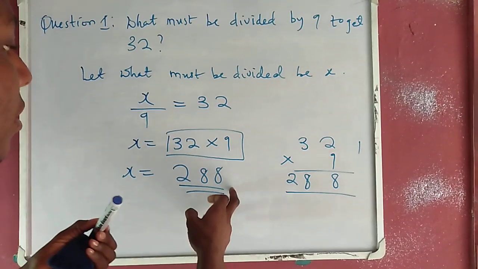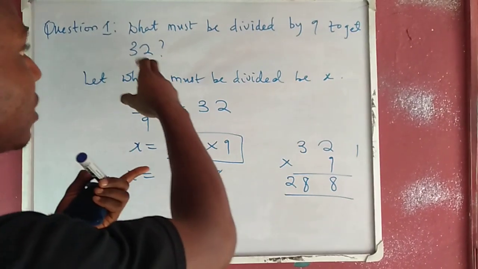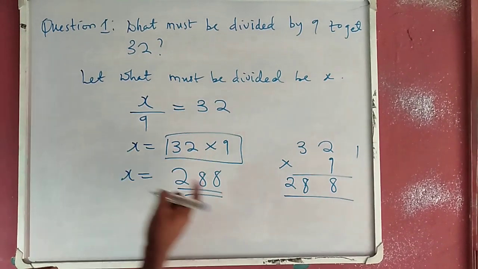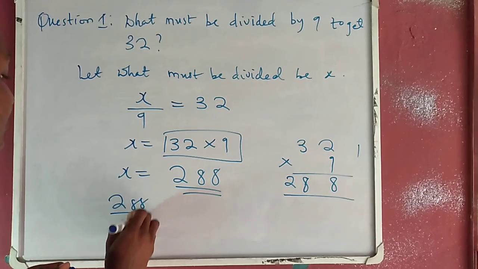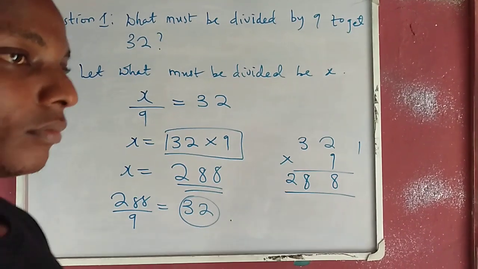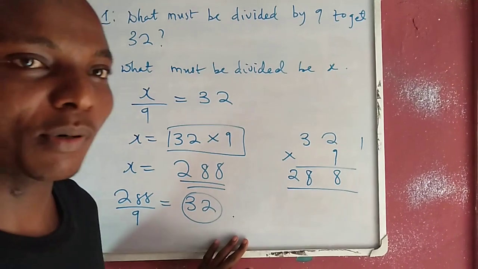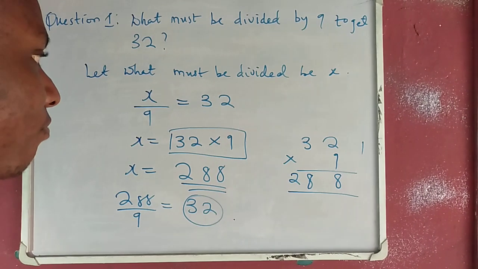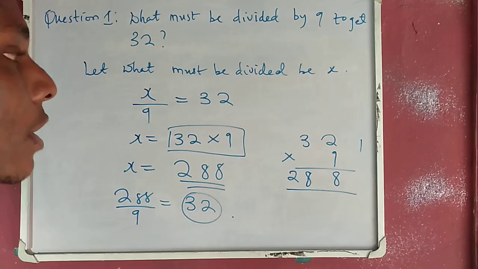So this is the figure that must be divided by 9 for you to get 32. Right? So if you replace this answer here, 288 divided by 9 will be equal to 32. I hope you understand the process of solving this simple common entrance problem for pupils in primary 4, primary 5 or primary 6. You can always go back to rewatch the steps on how to solve this problem.